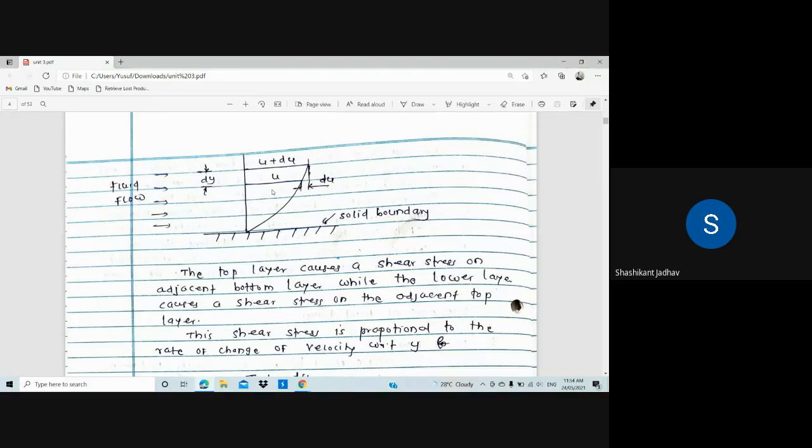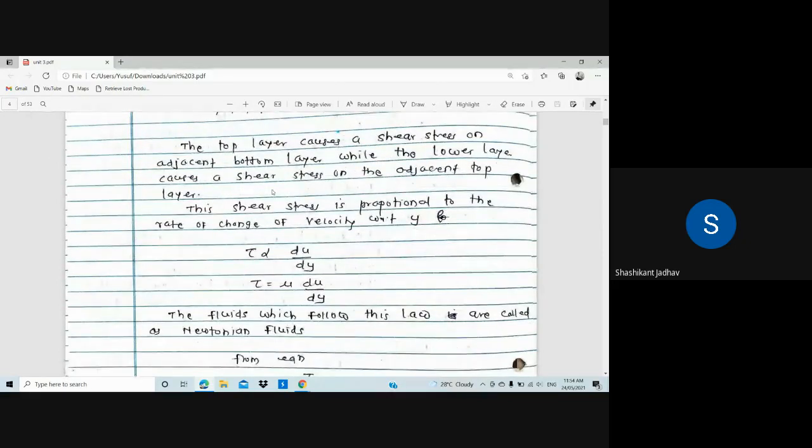We already learned in fluid mechanics what viscosity is. I have taken this point again just so that you have the basics. So all of you complete this information. Write down all of it: the top layer causes a shear stress on the adjacent bottom layer, while the lower layer causes a shear stress on the adjacent top layer. Complete this page up to the unit of viscosity.